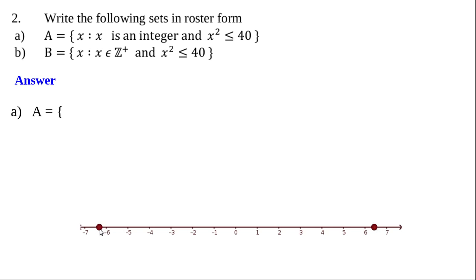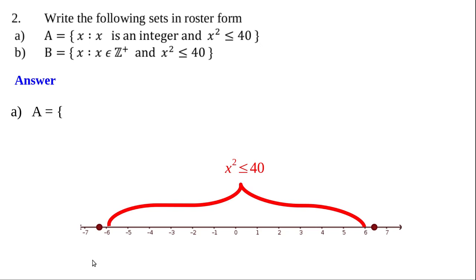Negative 6.32. We want to list all the integers in between negative square root of 40 and positive square root of 40. All the integers in between negative square root of 40 and positive square root of 40 satisfy the given condition x square less than or equal to 40. Okay. Then which are the integers? Negative 6, negative 5, and so on to 6. Let us write it. Negative 6, negative 5, negative 4, and so on to 6. Now, this is the roster form of this set.